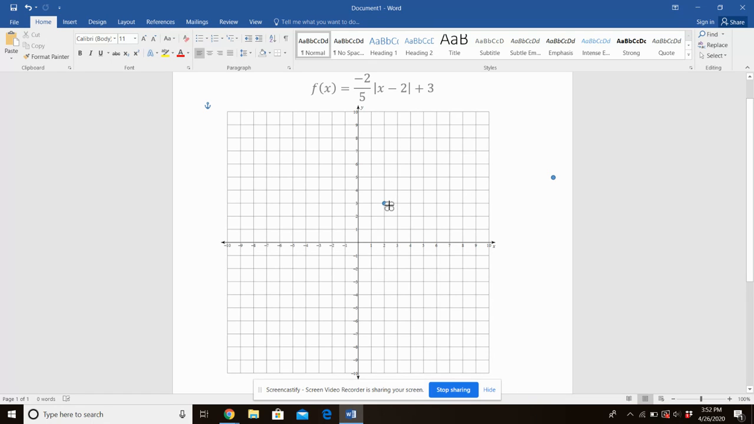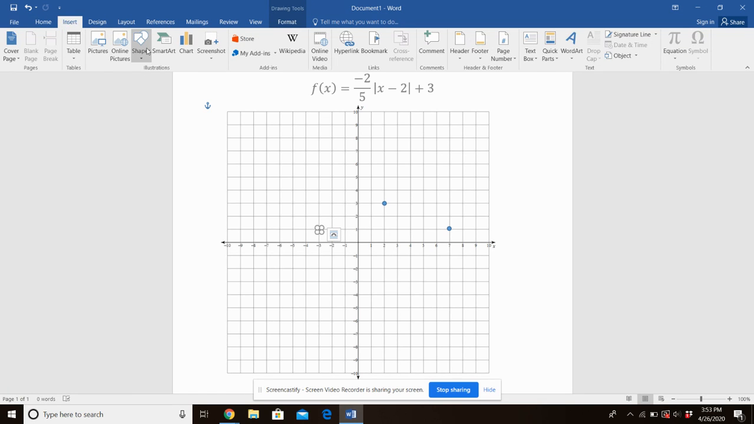So I'm going to start at my vertex here, and I'm going to do down 2, 1, 2, because it's -2, and then over 5. 1, 2, 3, 4, 5. And place that down. And then I'm going to do the same thing with the other dots, starting again where my vertex is and moving down 2 because it's -2. But this time I'm going to move the other direction 5, 1, 2, 3, 4, 5, because again, it has to be a V.